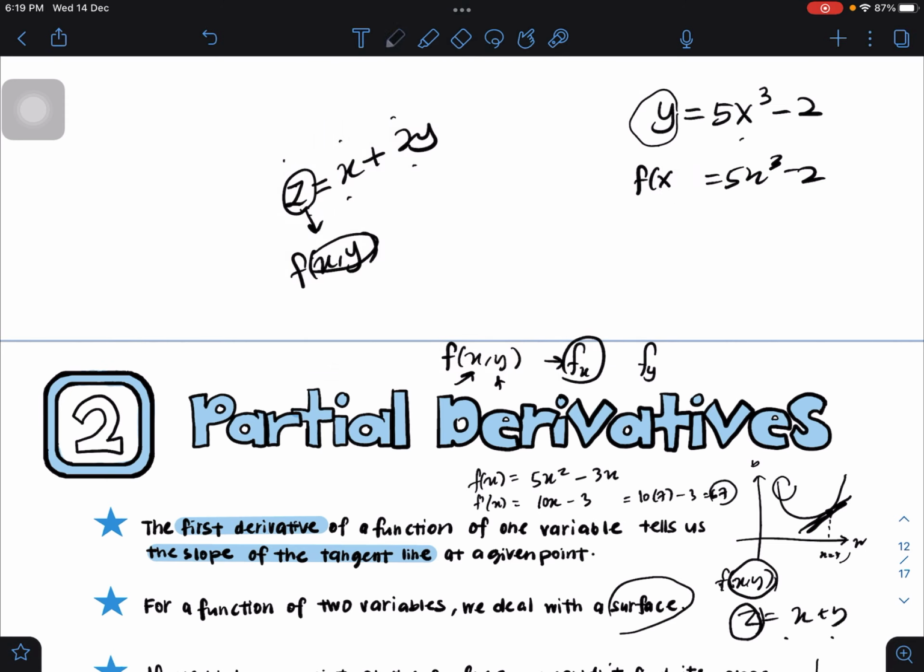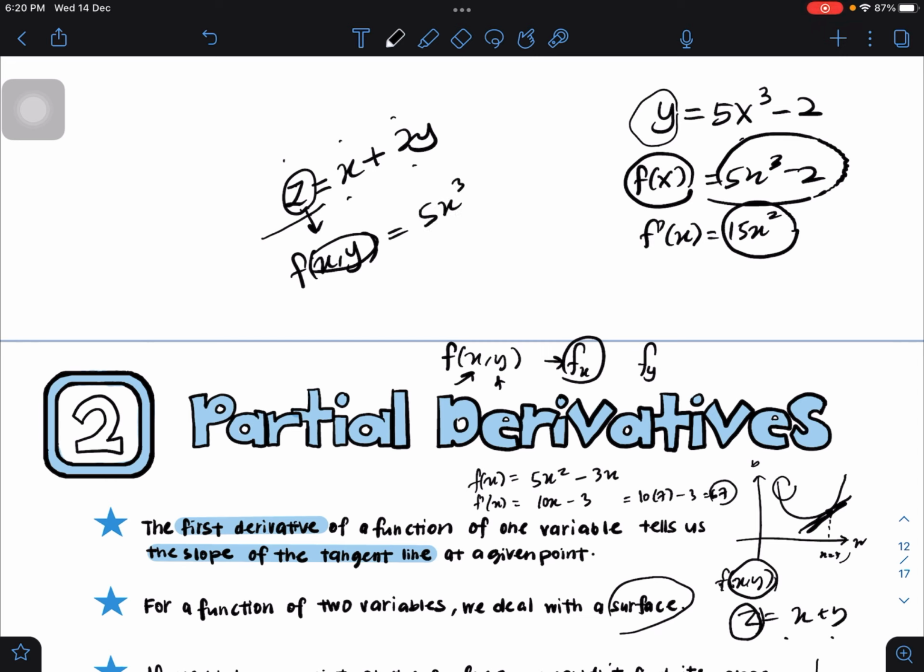I just want to repeat it. If you have a function of one variable, you differentiate this function, you will get f prime x, and you differentiate this equation, you will get 15x to the power of 2 minus 0. This is the slope of the tangent line. But if you have this function, let's say f(x, y) equal to 5x cubed minus 2y squared minus 3, now you see, in your equation, you have x and you have y. You want to differentiate x or you want to differentiate y. You cannot differentiate both at the same time.